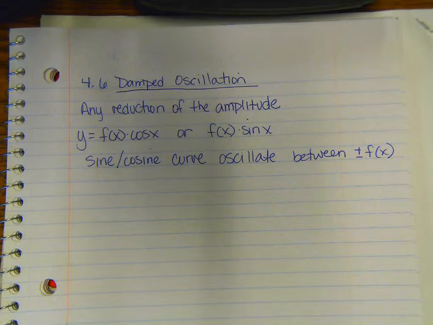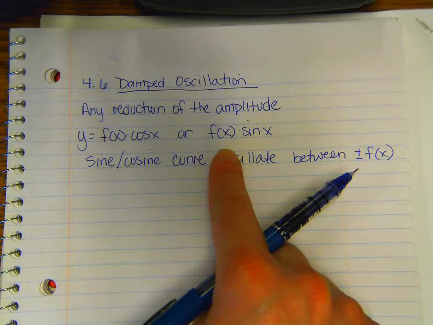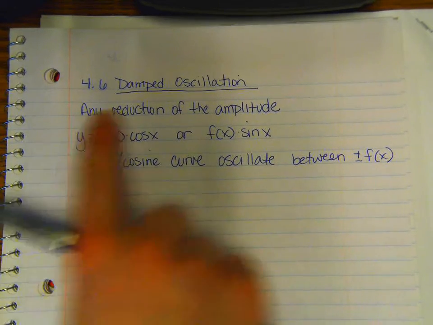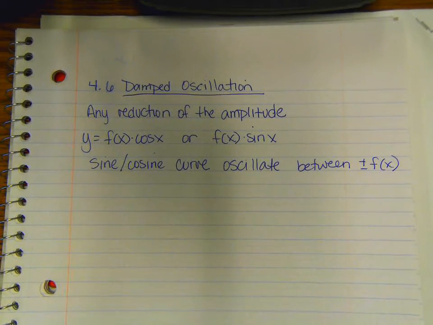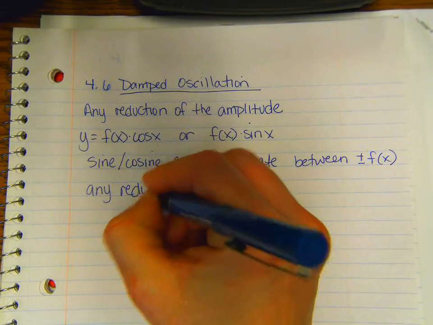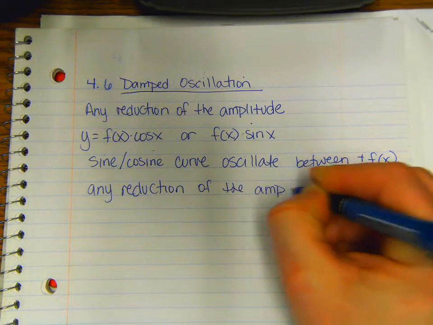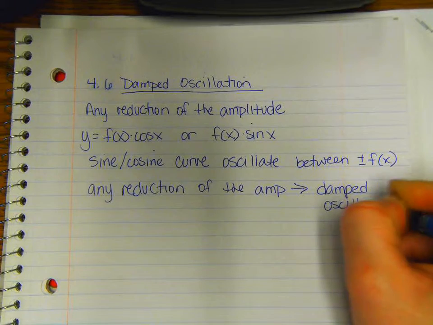Okay. But we're going to see something really interesting when we change these to not just numbers, but actual equations. Well, I think it's interesting. You might not think it's interesting. Okay. So, when there is a reduction, any reduction of the amplitude, we call that damped oscillation. So I'm going to write here, any reduction of the amp is when we are going to say there's damped oscillation. Okay.